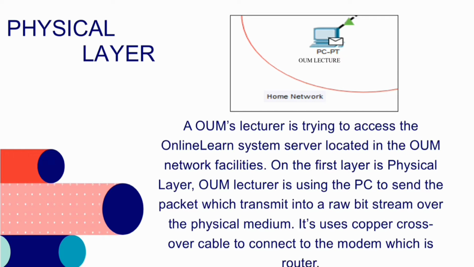An OUM lecturer is trying to access the online system server located in the OUM network facility. The first layer is the physical layer, where the OUM lecturer is using the PC to send the packet, which is transmitted as a raw bit stream over the physical medium. It uses a copper crossover cable to connect to the modem, which is a router. This is just an example, like the lecturer wants to make an assignment for the students.